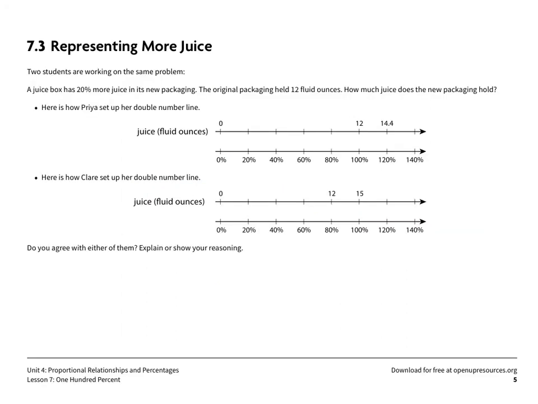All right, let's run through these last few problems together. Two students are working on the same problem. A juice box has 20% more juice in its new packaging. The original packaging had held 12 ounces. How much juice does the new packaging hold? So we have Priya and Claire setting up their double number lines. Priya said 12 was the original, and Claire set hers up like this. Do you agree with either of them? Explain or show your reasoning. So do that for me. Write those out, and we'll talk about it when we see each other again. And then we're going to do this last question, and I'm going to check these on Thursday when we are together.